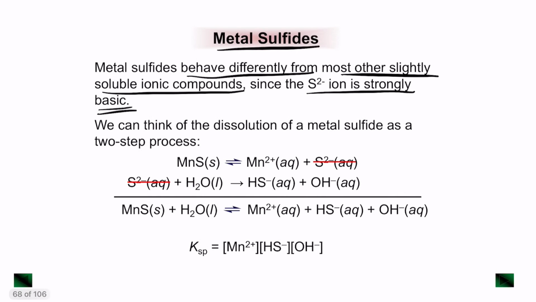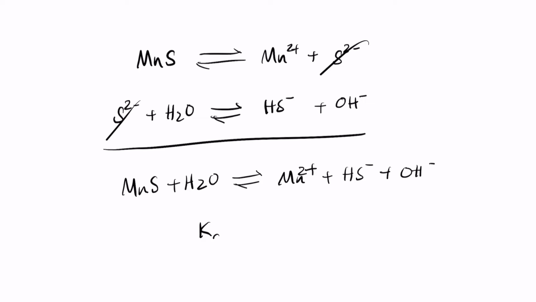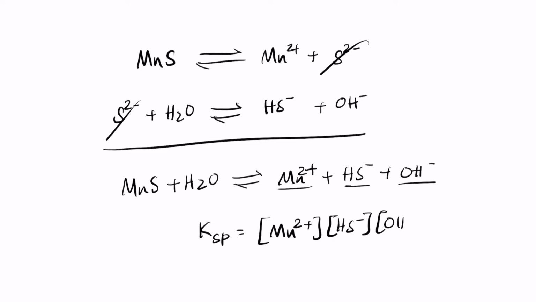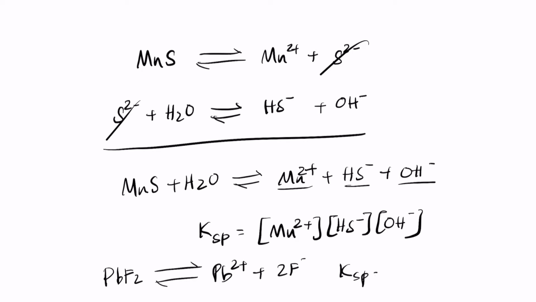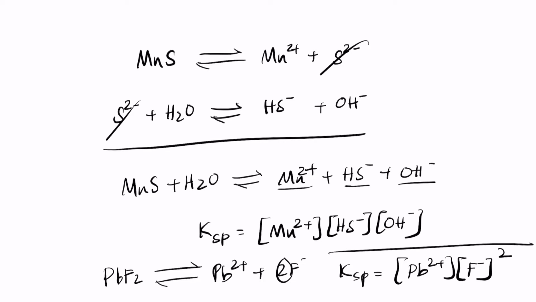Now this, when calculated in terms of the Ksp formula, the Ksp is the concentration of all of the products, which is going to be Mn2+ times HS- times OH-. For any other reaction, for example PbF2, which dissolves to form Pb2+ and 2F-, we can write Ksp directly as the concentration of Pb2+ times the concentration of F- with the coefficient written as the power. But only for sulfides, we will have to write it as HS- times OH-.